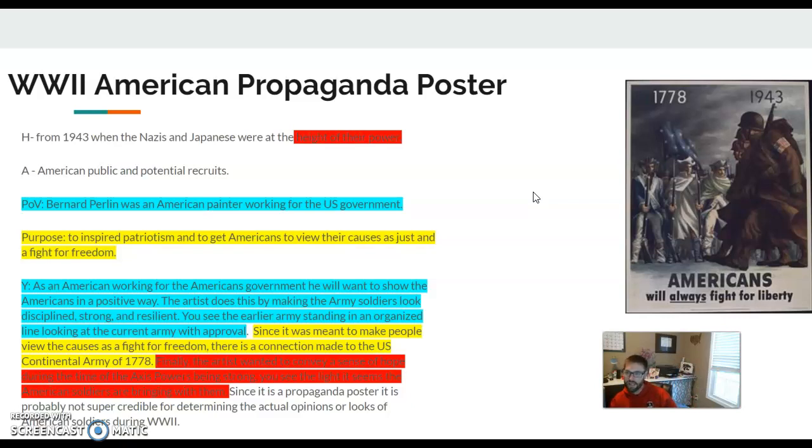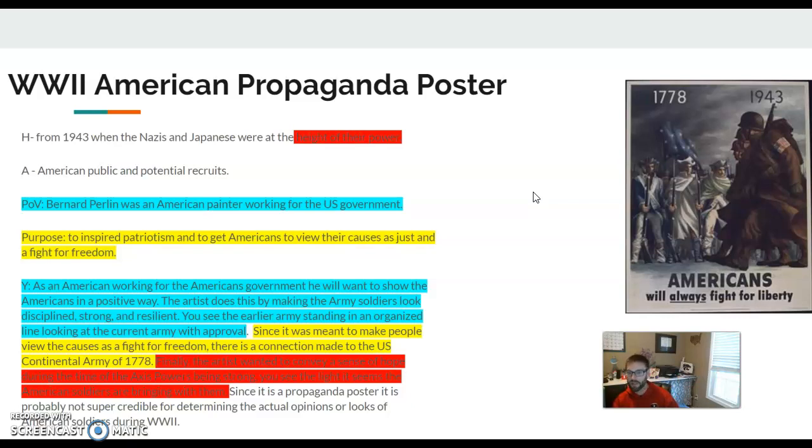The audience here, this is made for an American audience. Don't tell me it's made for everyone. Tell me which nationalities it's probably most directed to. The point of view, again, this is that speaker part. So I want to get to stuff about the creator. I'm lucky here. I know the actual name of the artist. It's Bernard Perlin. But if I didn't know that, if I even just knew it's made for the U.S. government, that would be enough information. And you'll see why in a second.